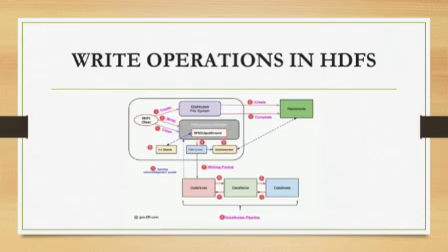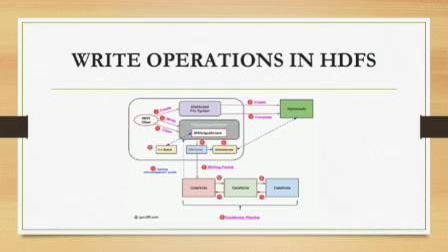It is the responsibility of the name node to verify that the file does not already exist and the client has correct permissions to create a new file. If a file already exists or the client does not have sufficient permission to create a new file, then an IOException is thrown to the client. Otherwise, the operation succeeds and a new record for the file is created by the name node. Once a new record in the name node is created, an object of type FSDataOutputStream is returned to the client. A client uses it to write data into HDFS.